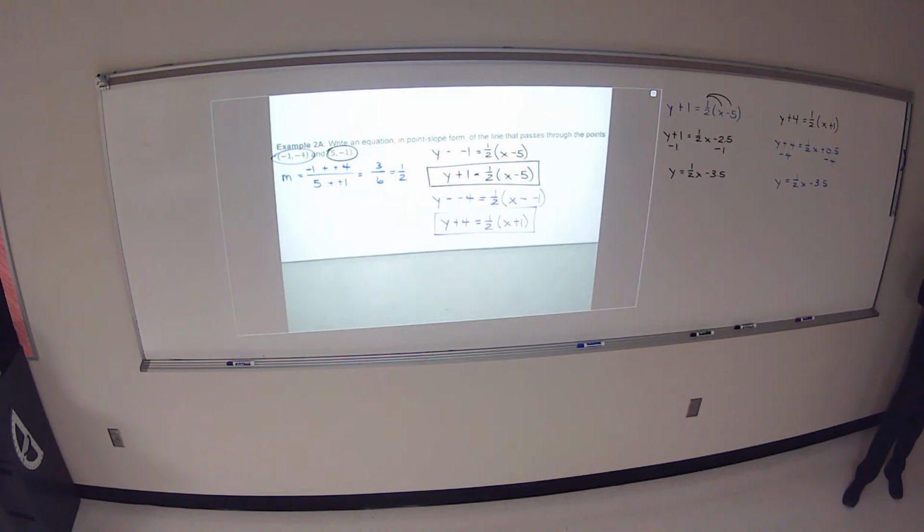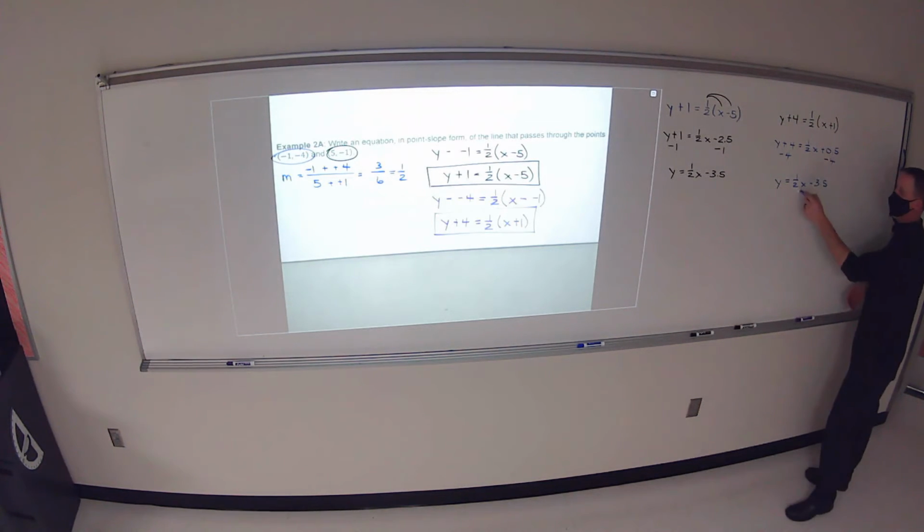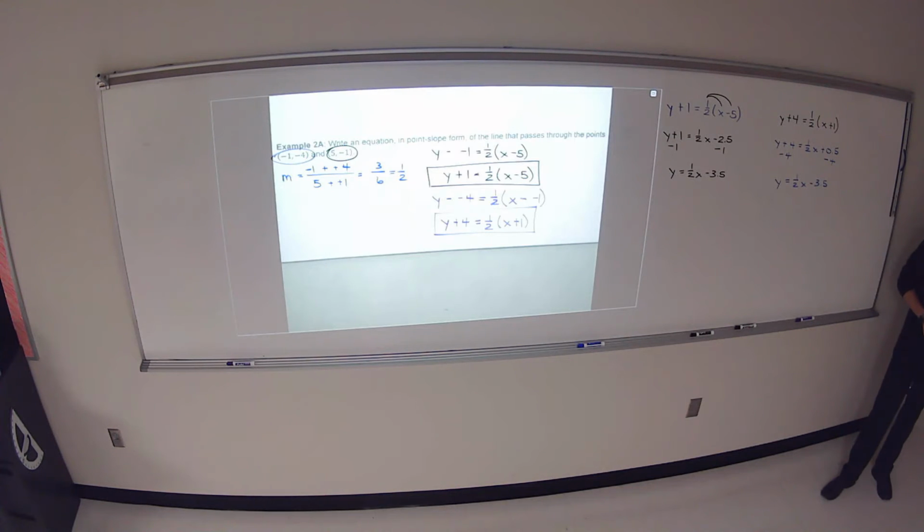Because remember, how many slopes does a line have? It's got 1. How many y-intercepts does the line have? It has 1. So when I compare the slope and the y-intercept of this line, and it's the same as the slope and the y-intercept of this line, these are in fact the same line.